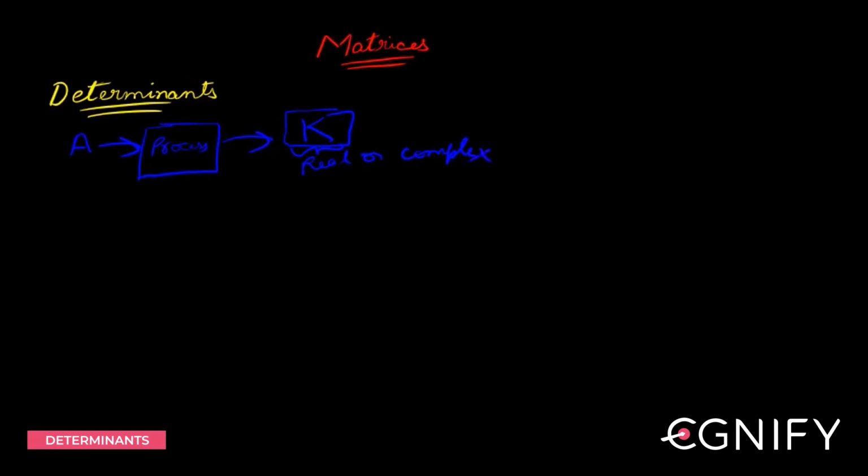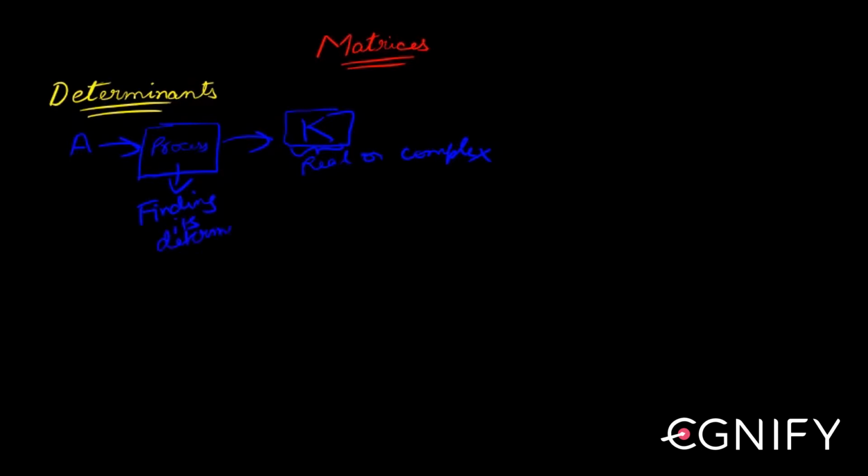But for now, what I would like to tell you is you have a matrix A. You pass it through this process called taking its determinant. So what you get as your output is some number called k, which can be real or complex. So every matrix can be associated with this real or complex number k through this process of finding its determinant.